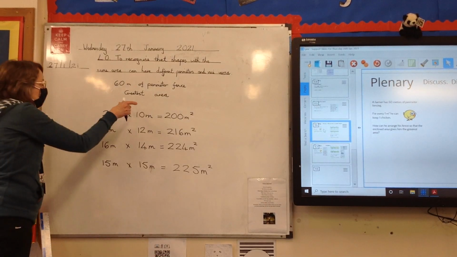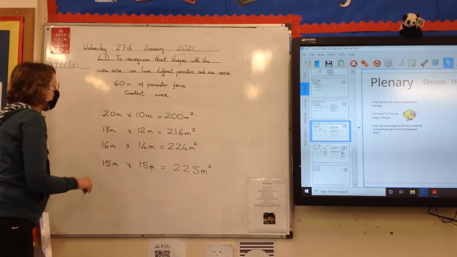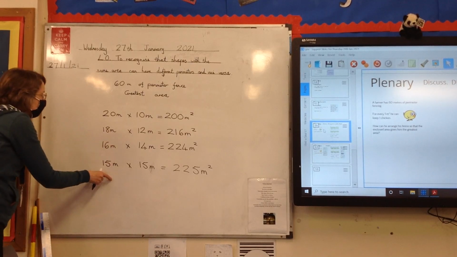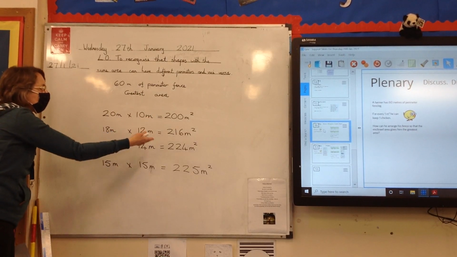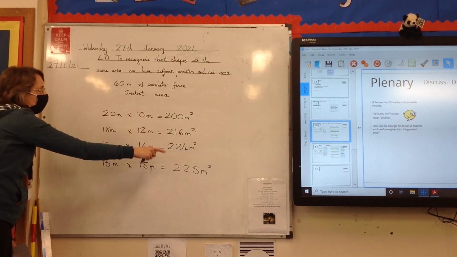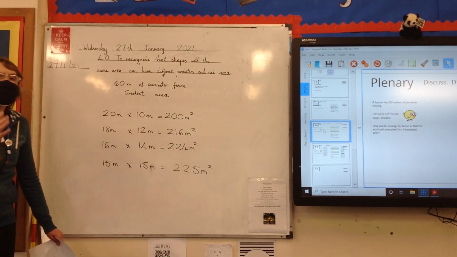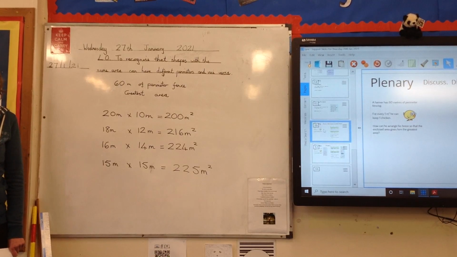So, just by trial and error, and looking at the patterns, and reducing those numbers and increasing those numbers, I've tried it out until I've got to the largest area that I can make. Okay? Good.